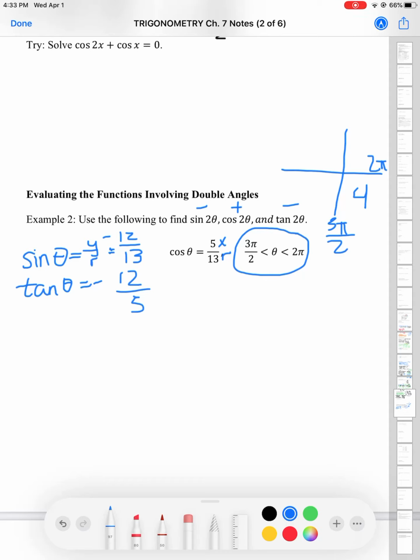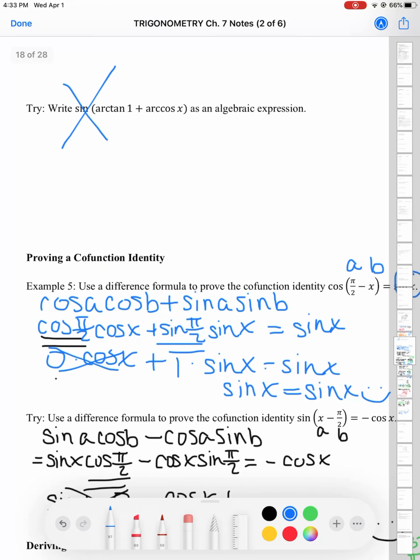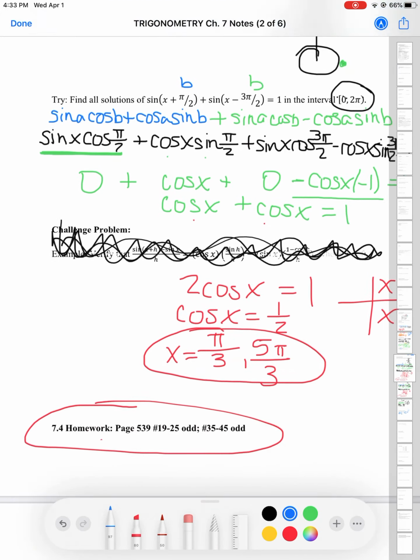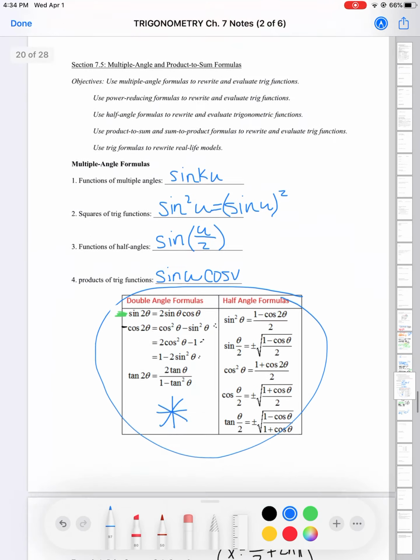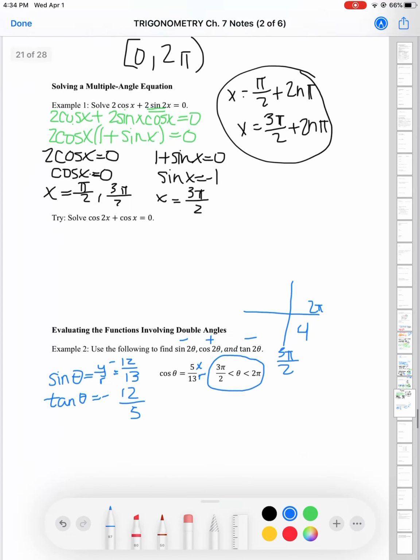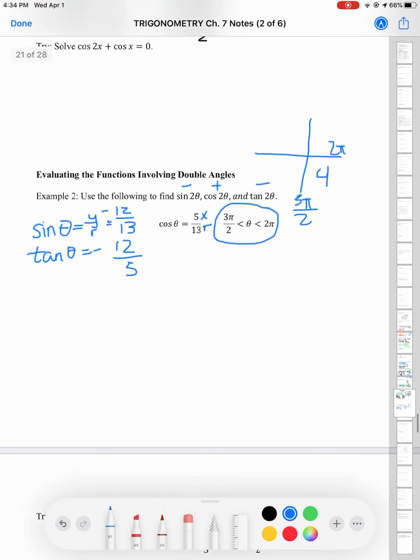Now, the thing is we want sine 2 theta, cosine 2 theta, and tangent 2 theta. So we have to go up and remember all of our formulas that we just learned about. I went too far up here. Where did they go? Here. So we know sine 2 theta, cosine 2 theta, we could use any of those, and then tangent 2 theta, which we haven't used yet. So you guys can flip back and forth. I have to go back down.